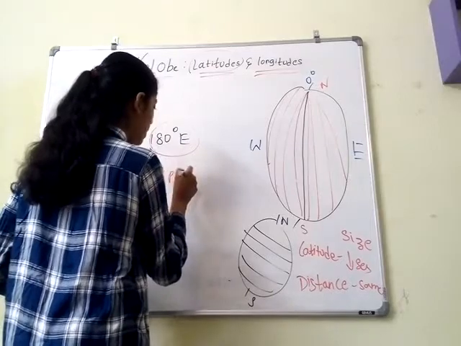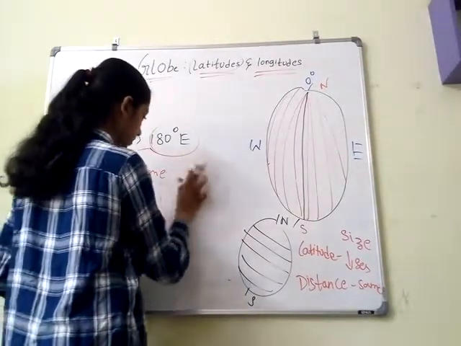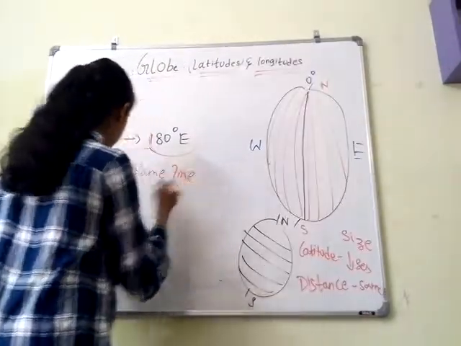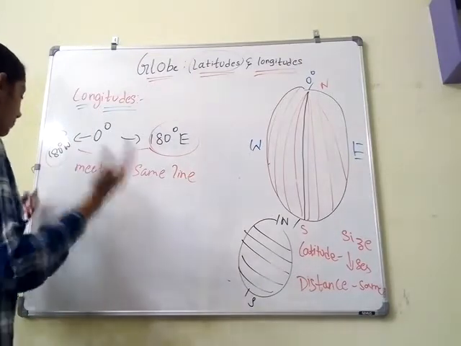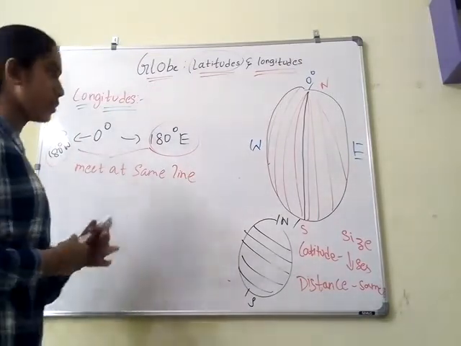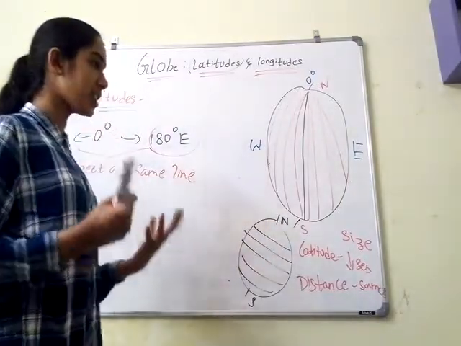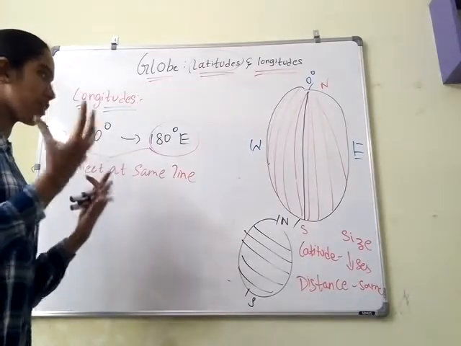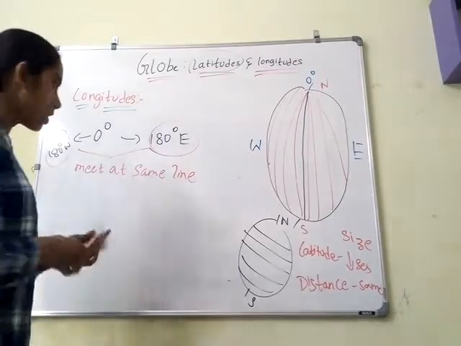Or you can say not the same point, but that they are on the same line, the same longitude. So these 180 degrees west and 180 degrees east longitudes meet at the same line. This is just a normal diagram, but you have to imagine it as a sphere or a ball. So these longitudes meet at the same line. Okay.